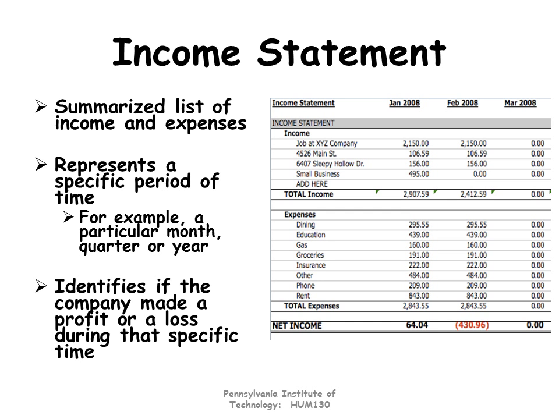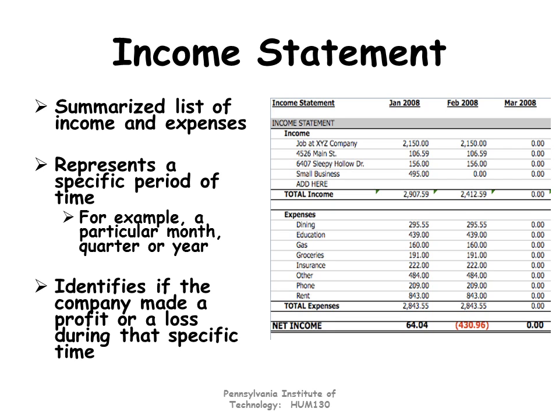So let's look at an income statement. This is one of the most important pieces of financial records that any company has, and you can even do this for yourself, which is why I had you write down your expenses for a week. It is a summarized list of income and expenses, and it represents a specific period of time. For example, you can do it by the month, by the quarter, or by the year. The example that I have listed over here on the right-hand side is by the month, January, February, and so on. And it identifies if a company made a profit or a loss during that specific time.